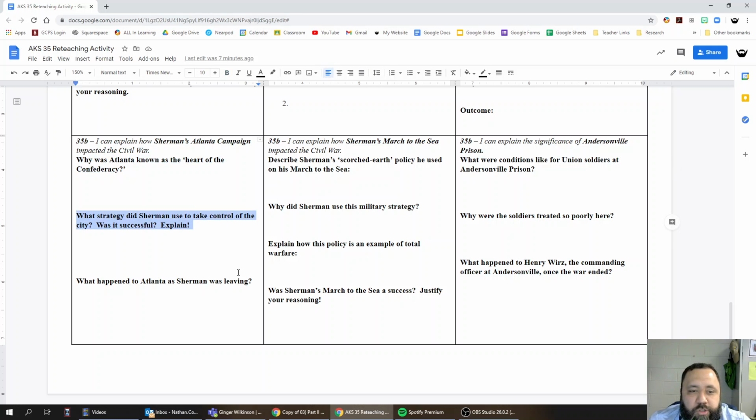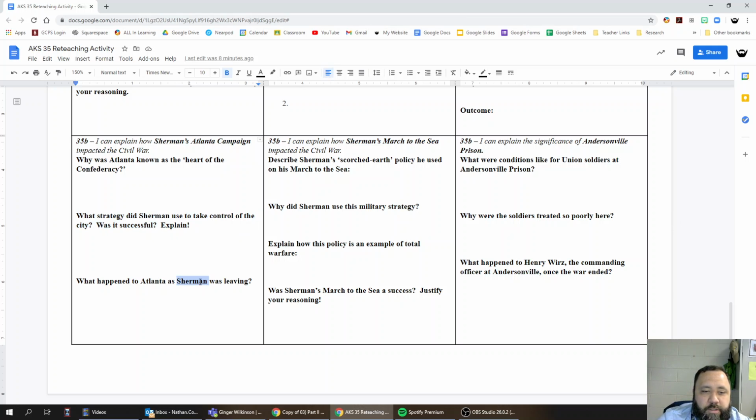What strategy did Sherman use to take control of the city? Was it successful? Explain. He used what's called a scorched earth or a total war strategy, where he basically views civilian assets as war assets, and he would ultimately destroy them, or he would take what he could and destroy what he couldn't take. Was it successful? I mean, that's up to you. I would say yes, because he captured Atlanta.